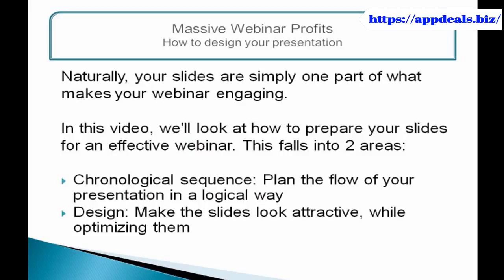Naturally, your slides are simply one part of what makes your webinar engaging. However, it's a really crucial factor, as your slides play such a prominent role in a webinar. In this video, we will look at how to prepare your slides for an effective webinar. This falls into two areas. Chronological sequence: plan the flow of your presentation in a logical way. Design: make the slides look attractive while optimizing them.